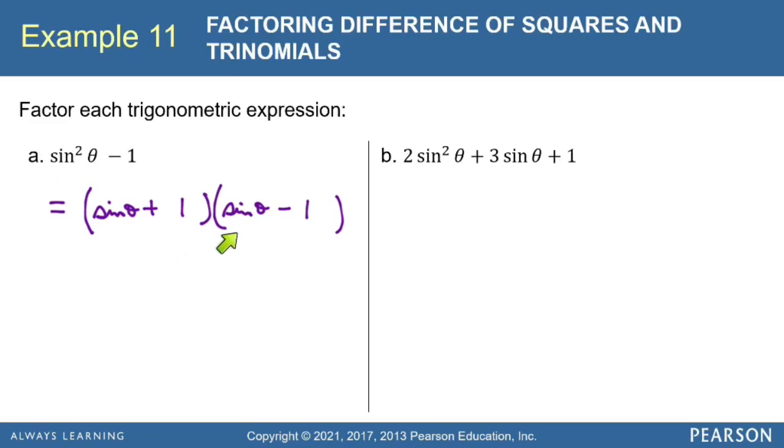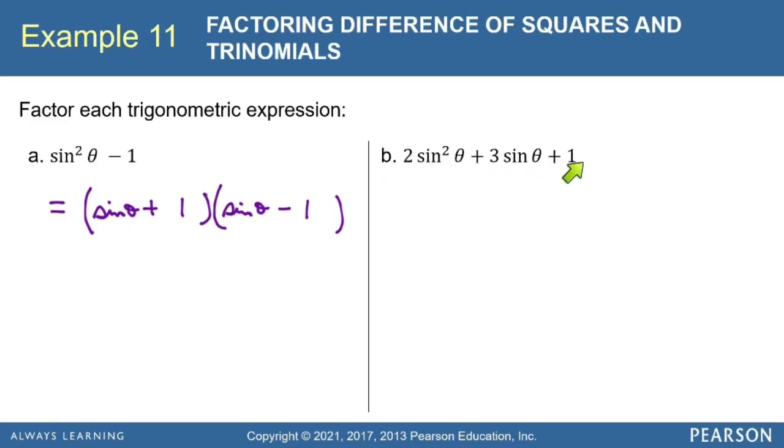Outer plus inner is going to be the same two terms but different signs. So they're going to add up to 0, and that's why you don't see them here. And then last times last is going to make negative 1. So we have minus 1 here. So we're sure now that this factoring is correct. And then let's look at part B together.